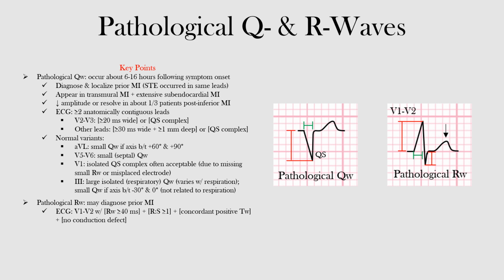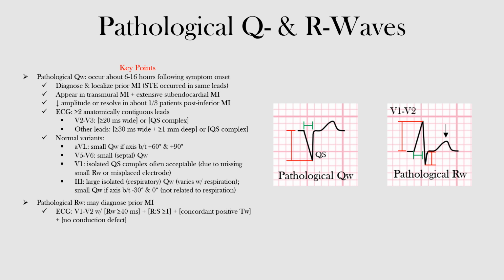Well, the criteria require that pathological Q waves be present in at least 2 anatomically contiguous leads. And remember, the reason we are able to use these pathological Q waves to localize an infarct is because they are the same leads in which the ST elevations occurred. So the criteria is split between leads V2 and V3 and then all the other leads. In leads V2 and V3, pathological Q waves are defined as Q waves that are greater than or equal to 20 milliseconds in width, or the presence of a QS complex in those leads. A QS complex means that the entire QRS complex is represented by one negative deflection.